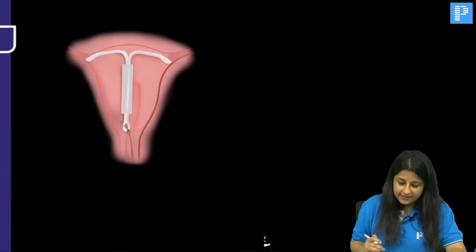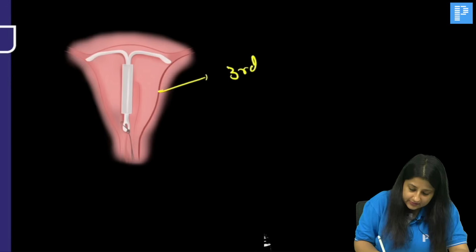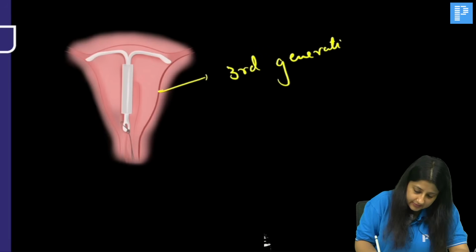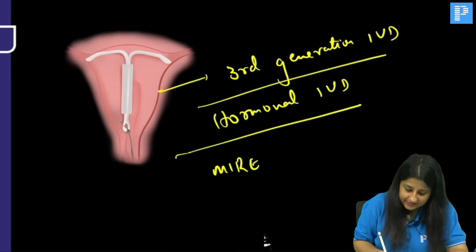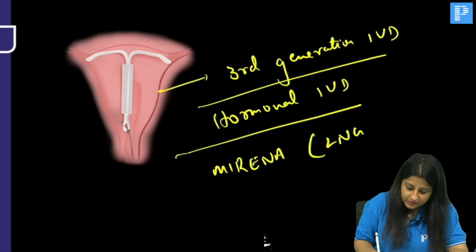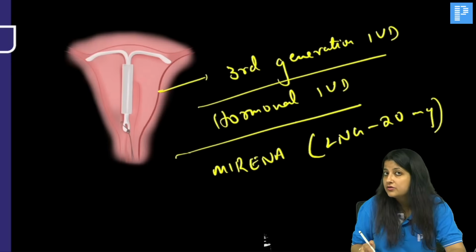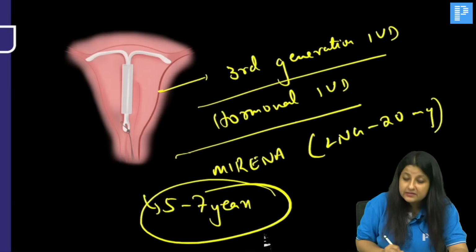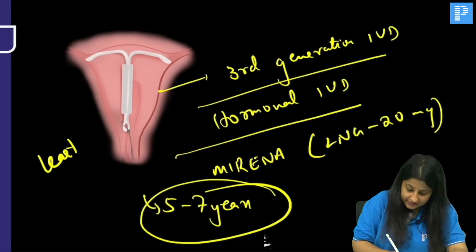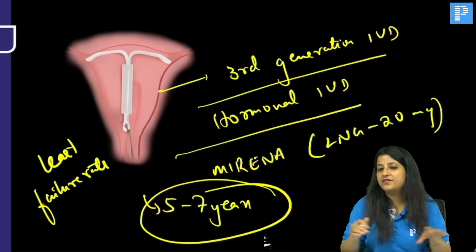Moving ahead, what is this one? This is a third generation IUD which contains what? It contains hormones. So, hormonal IUD. Which hormonal it is? Mirena. LNG 20. Releases 20 microgram of synthetic progesterone, levonorgestrel, every day. Shelf life is 5 to 7 years. And you know, guys, Mirena has the least failure rate out of all contraceptives. सारे IUDs में सबसे कम failure rate Mirena का है.